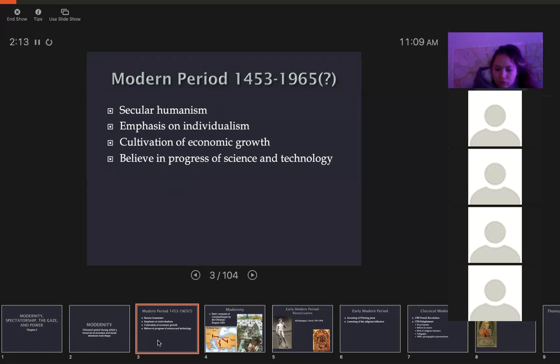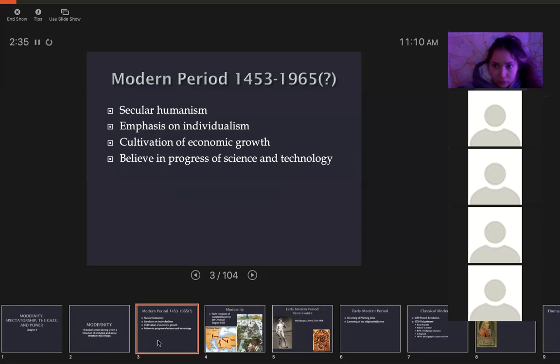extent today. So modernity technically ended around 1965 as a period, but at the same time, we're still dealing, especially in terms of race relations, colonization, etc. We're still dealing with remnants of modernity for sure.